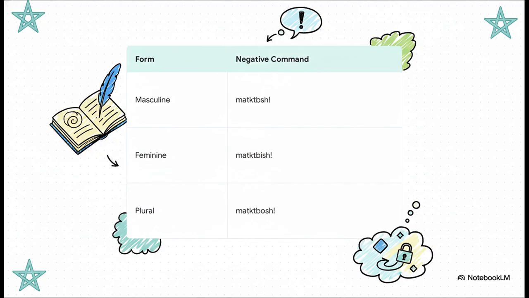Let's see how our sandwich works with a real example. Let's go back to our friend kutub, to write. So to tell a man, don't write, you just make that sandwich on kutub, matkutbsh. For a woman, you sandwich her version, kutubi, and you get matkutubish. And for the plural kutubu, exactly, matkutubush. You just wrap whatever form of the verb you need in that ma-sh sandwich.